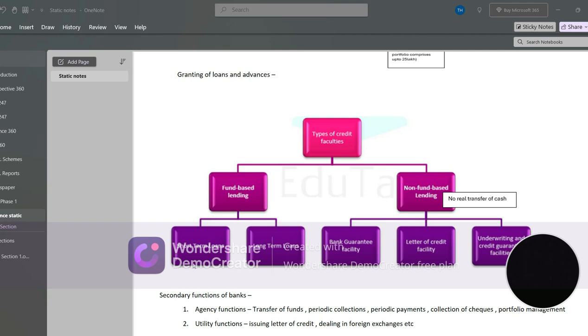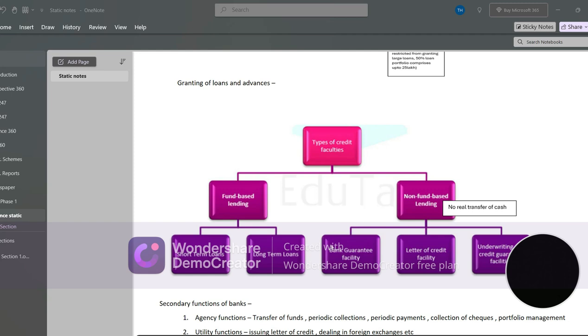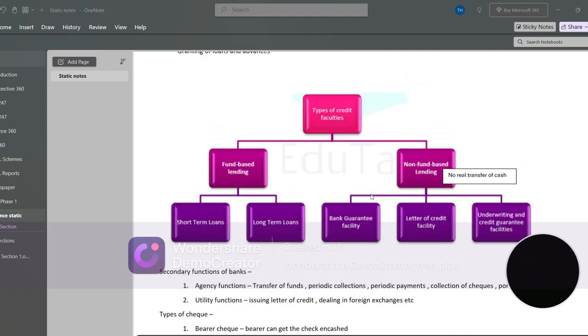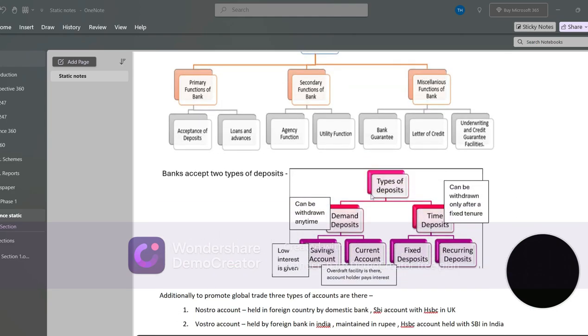Fund-based lending can be short-term loans and long-term loans, and non-fund-based lending is bank guarantee facility, letter of credit, and underwriting and credit guarantee facilities. So basically, you can understand that all of this doesn't involve any real transfer of cash, and we will learn about this in detail now.